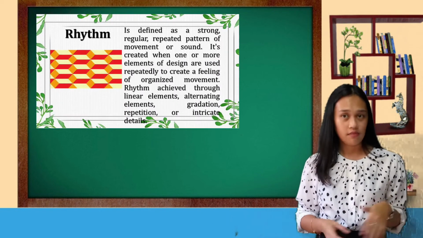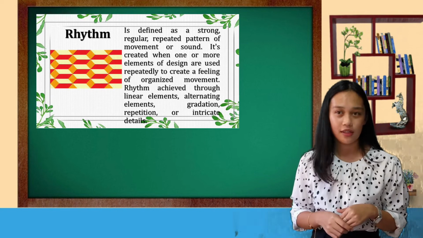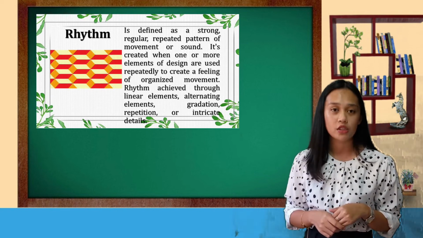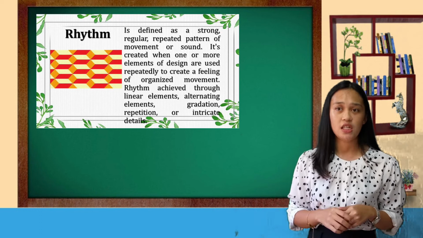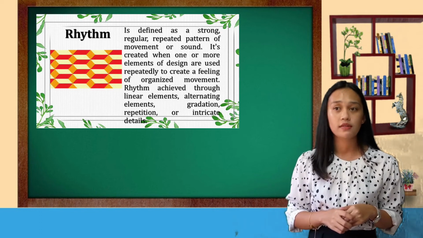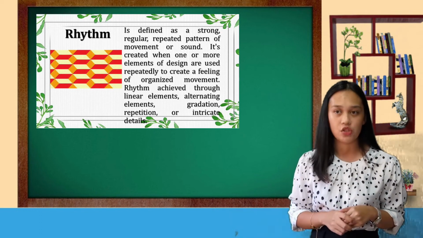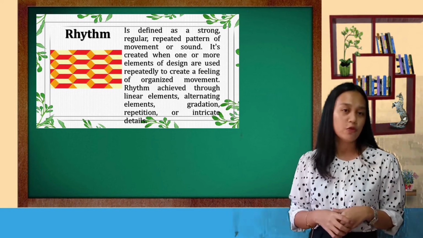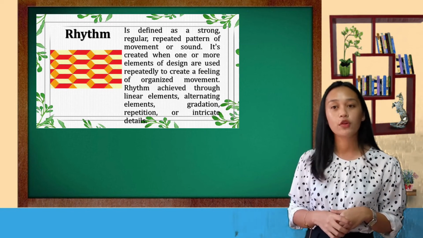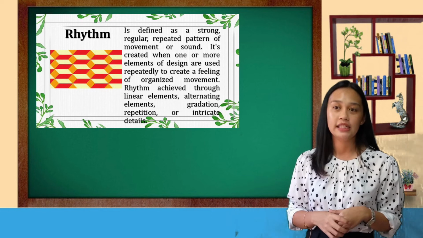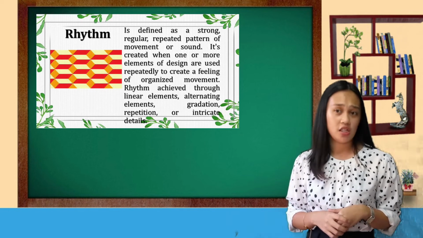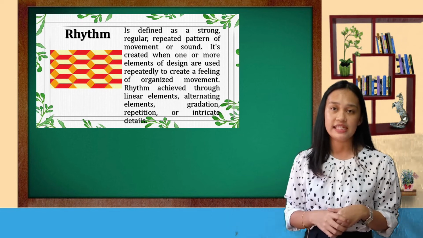Rhythm. Rhythm is defined as a strong, regular, repeated pattern of movement or sound. It's created when one or more elements of design are used repeatedly to create a feeling of organized movement. Rhythm is achieved through linear elements, alternating elements, gradation, repetition, or intricate details.